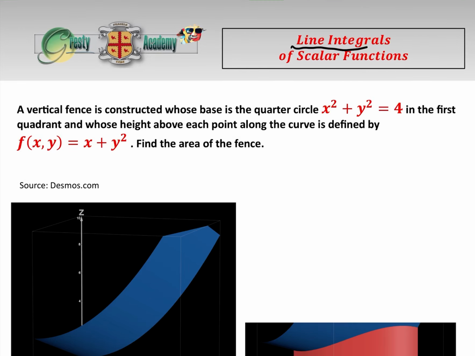So today we're going to be looking at line integrals of scalar functions by reference to this question here. A vertical fence is constructed whose base is along this quarter circle here in the first quadrant and whose height above each point on the curve is defined by that. Find the area of the fence.